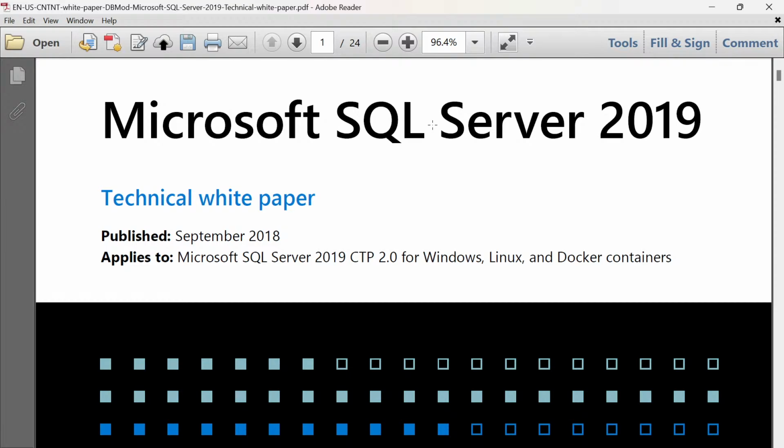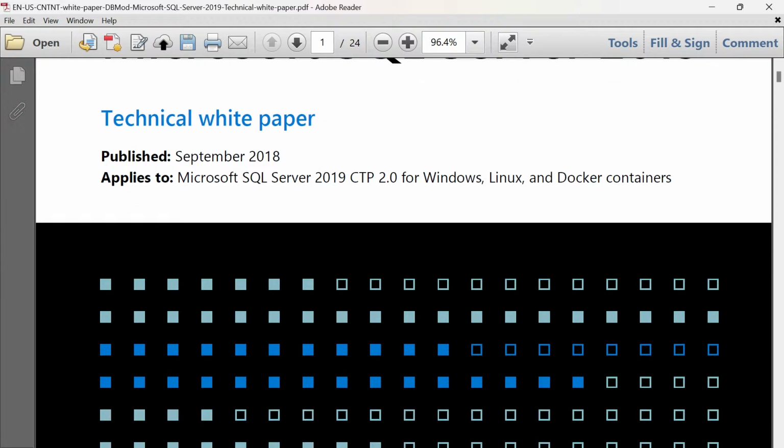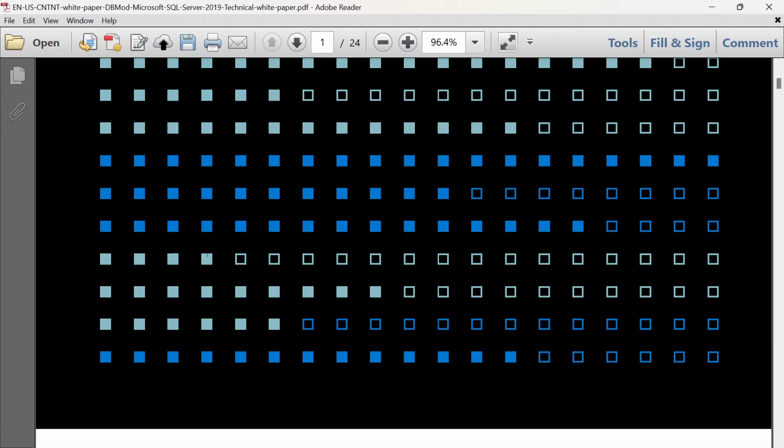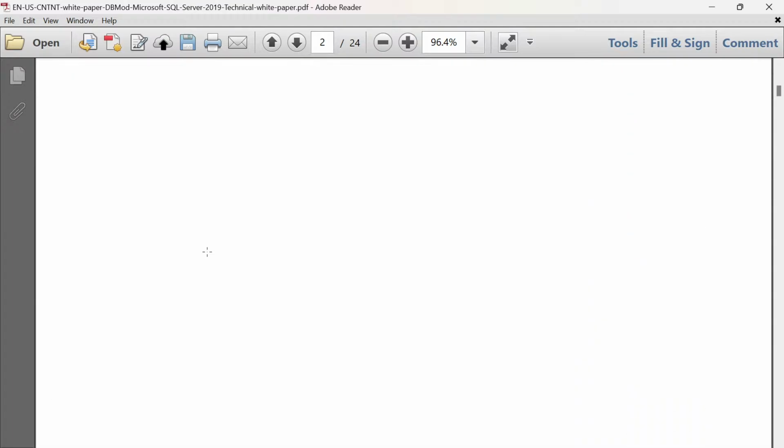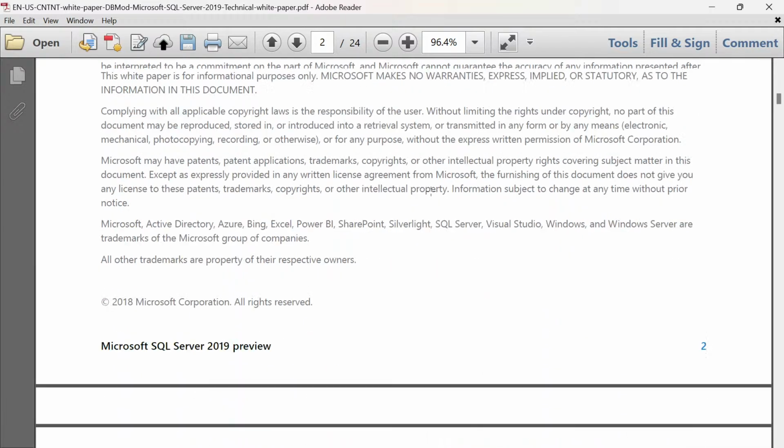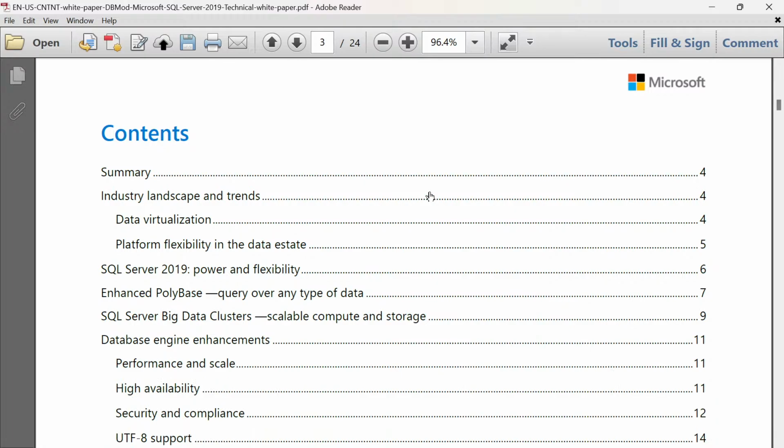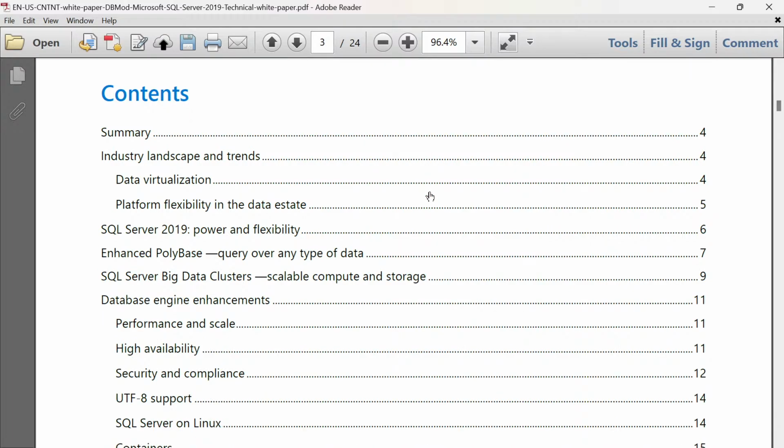let's go through this. So these 24 pages are actually released by Microsoft, which we need to undergo before starting SQL Server. All right. So let's see what are the things that we need to cover in these 24 slides or 24 pages.